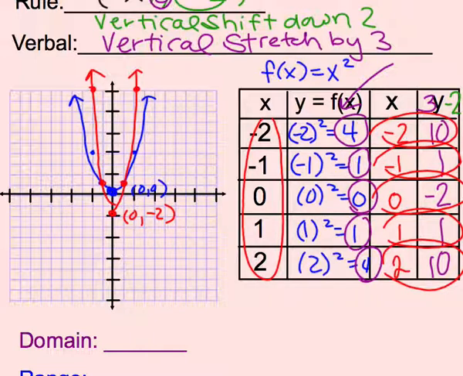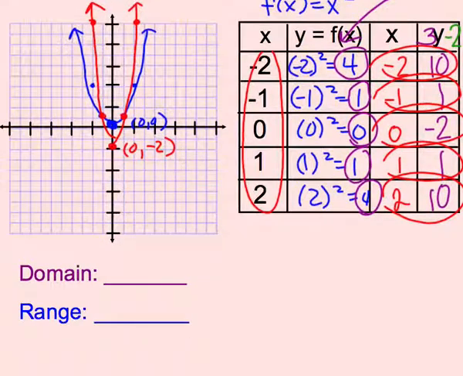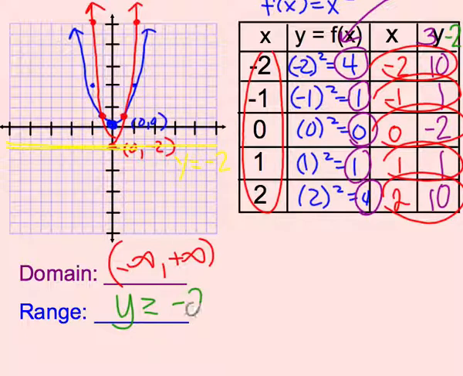Our domain for our parabola is all real numbers, or negative infinity to infinity. And then our range, we graph this horizontal line here. Everything above that horizontal line of y equals negative 2 is our range. So we say y is greater than or equal to negative 2.